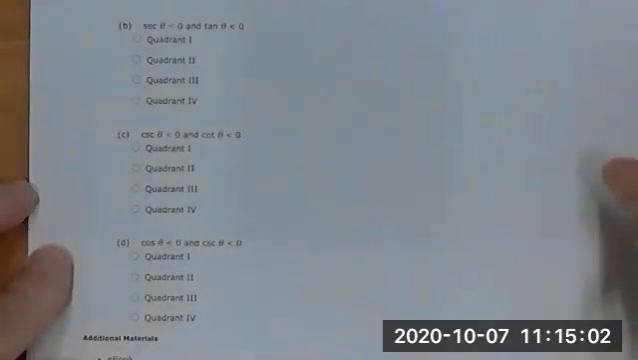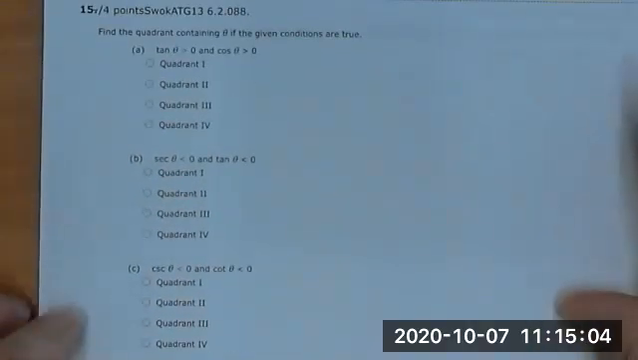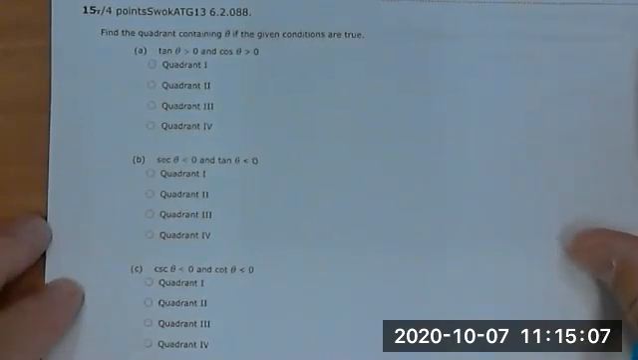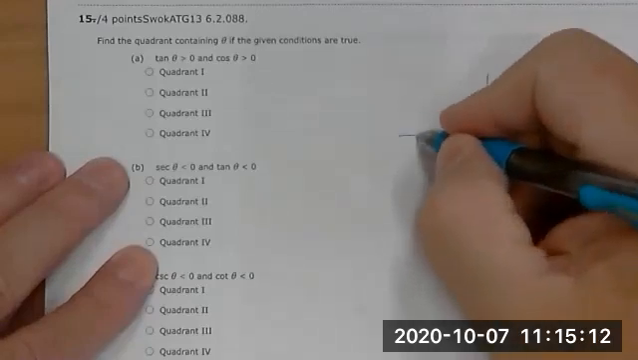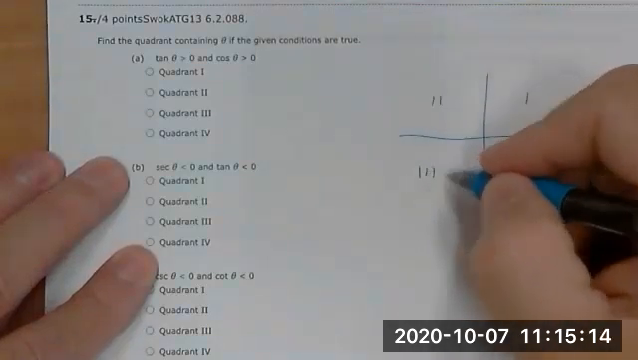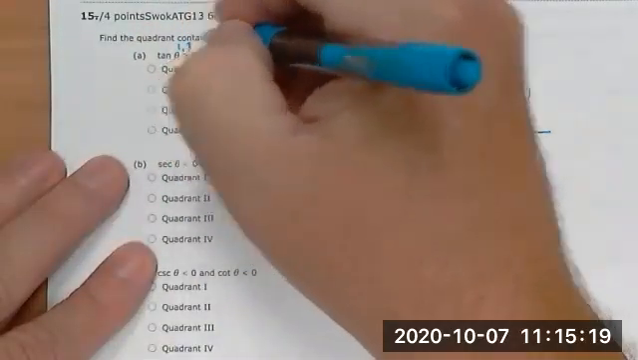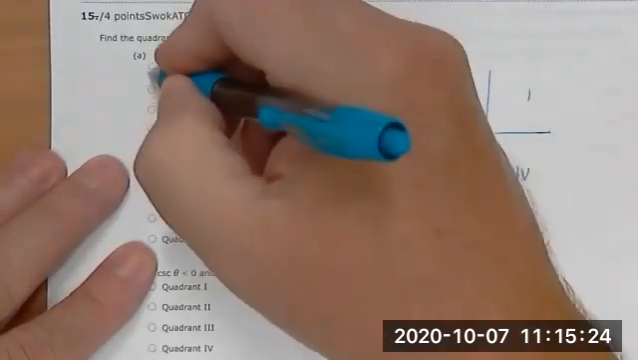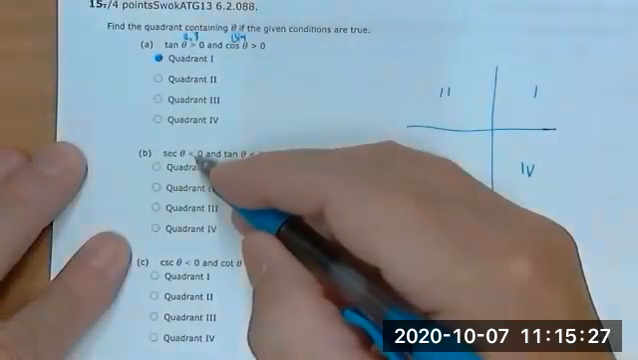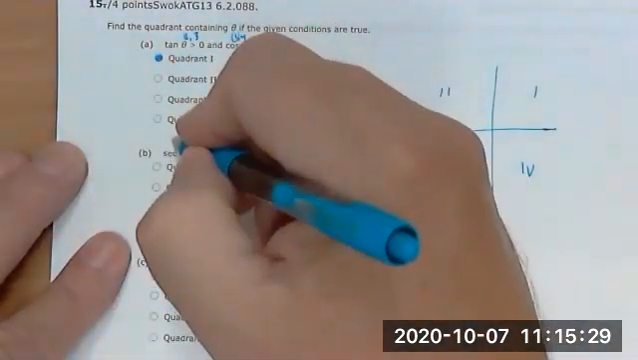So that was number 14. 15. Actually, another one of these. Since they're so easy to do, maybe we'll just do them real quick. Where's the tangent positive? Tangent's positive in 1 and 3. Where's the cosine positive? 1 and 4, what's in common? 1. Secant, which is like cosine, where's the cosine negative?